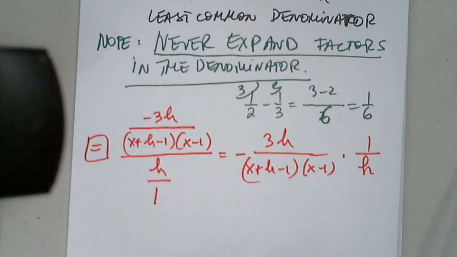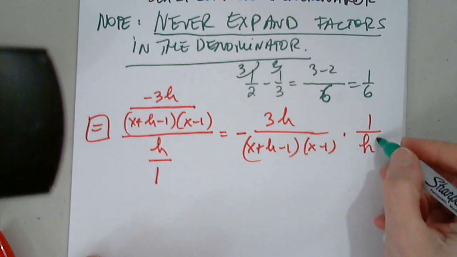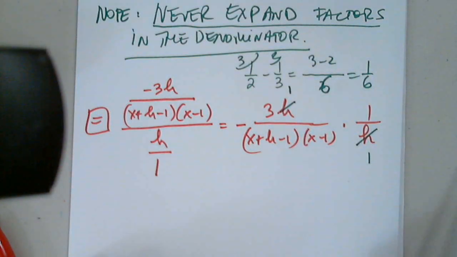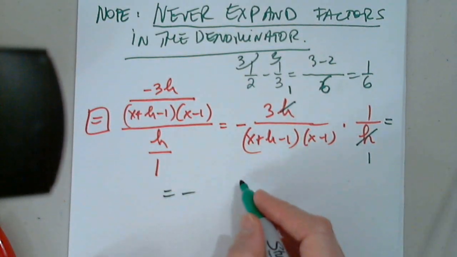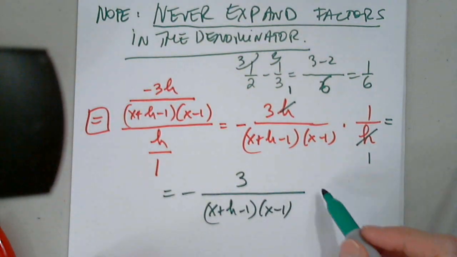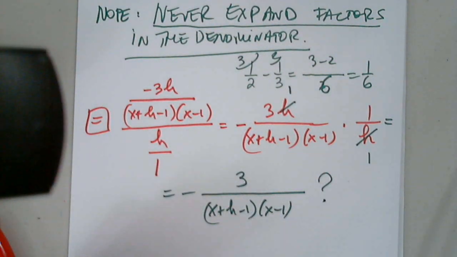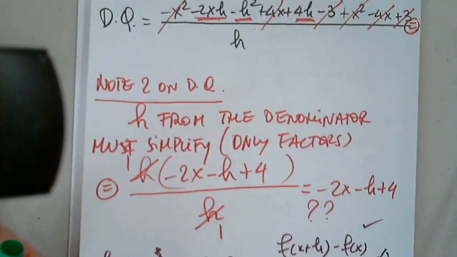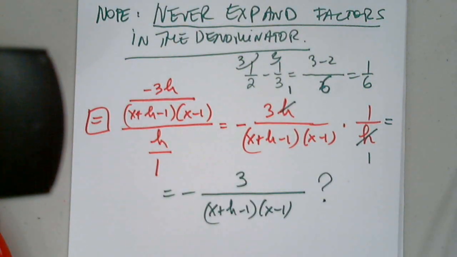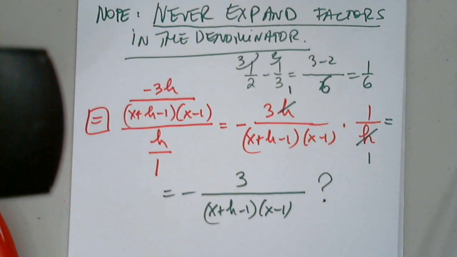Does it? Of course it does. I can simplify only factors: a factor of h from the top with a factor of h from the denominator. So the final answer is this. What is this? Almost. Not exactly the instantaneous rate of change of this function. Finally, we'll repeat the process for the square root of 4 minus x. Any questions?